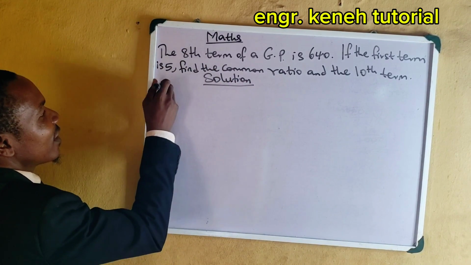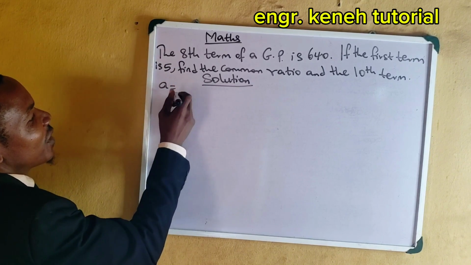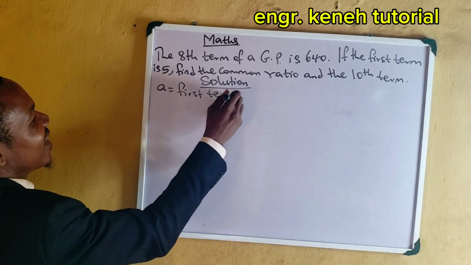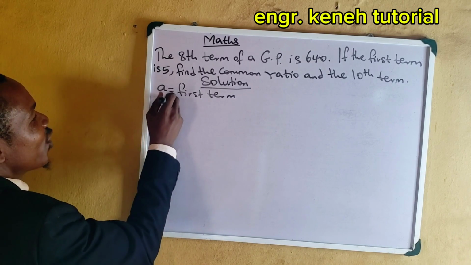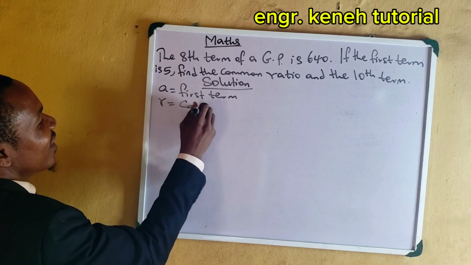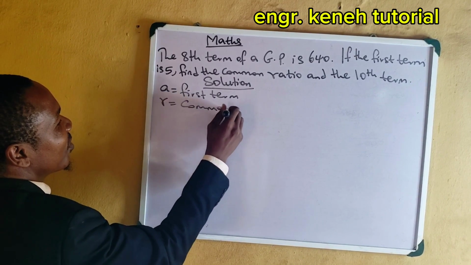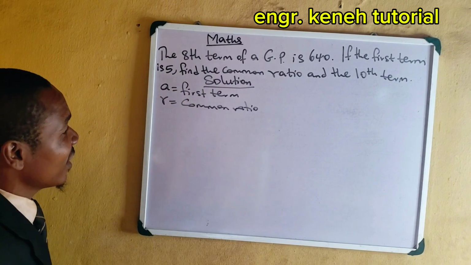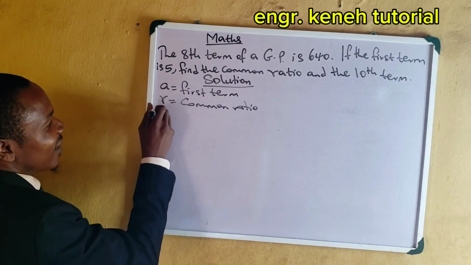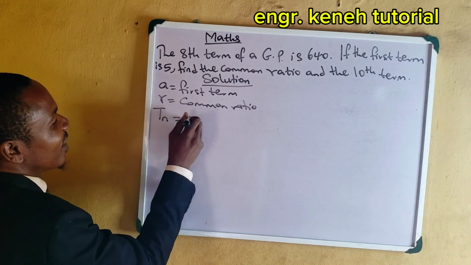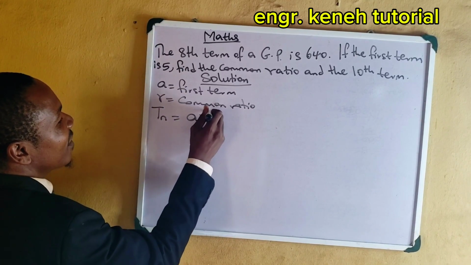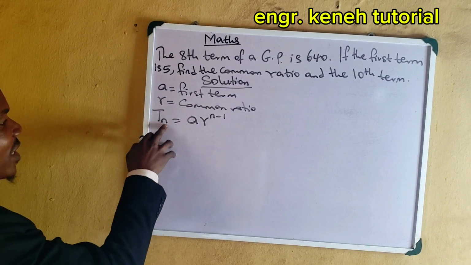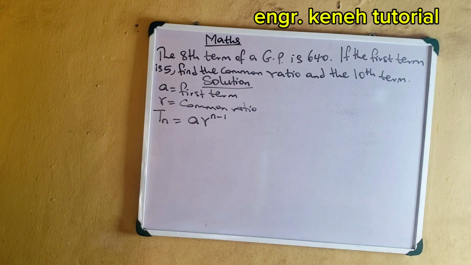We have that first term of our GP, we use a to denote it. Can you see it? Then the common ratio, we use r to denote it. Can you see that? So the nth term is like this: Tn equals a r to the power n minus 1. That is how we do it. And n means the number of the term that you are talking about.